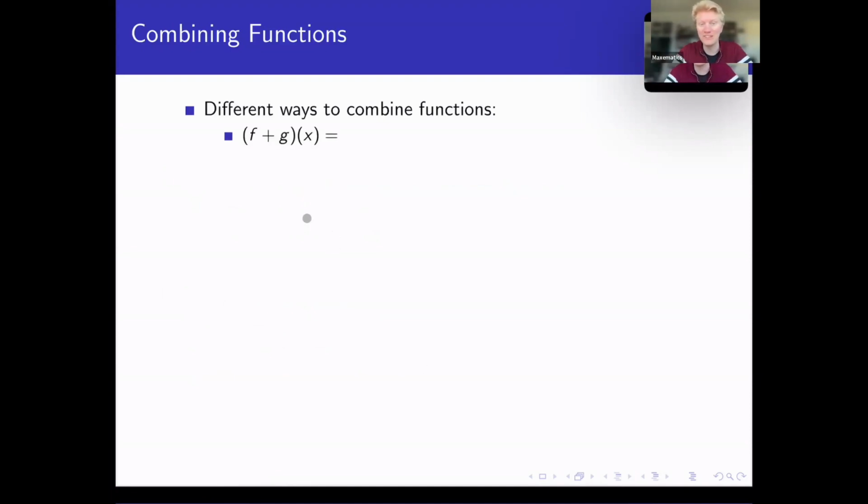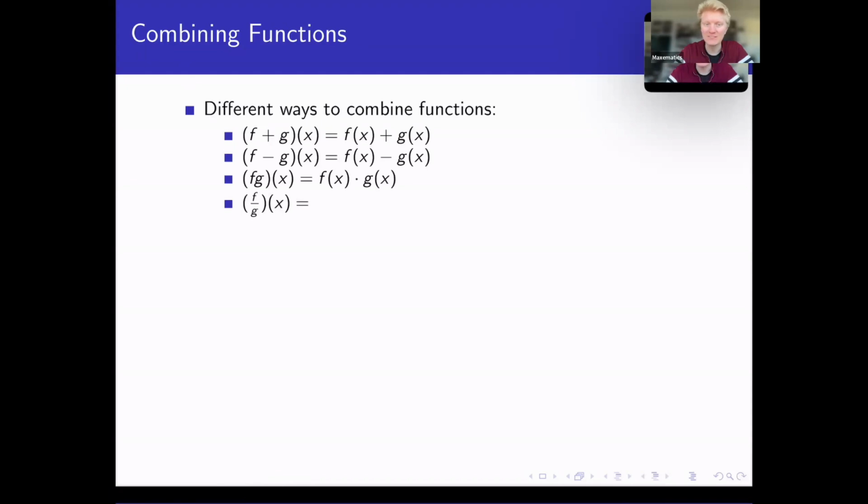f plus g of x. Take a wild guess what this is. And if you said it's just taking two separate functions and adding them together, you would be correct. f minus g of x, take a wild guess, taking two functions and subtracting them. Okay, f times g of x, well, take two functions and multiply them together. f over g of x, take two functions and divide them.